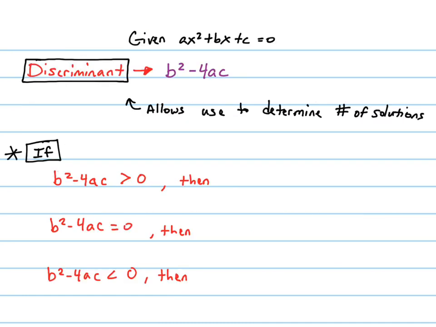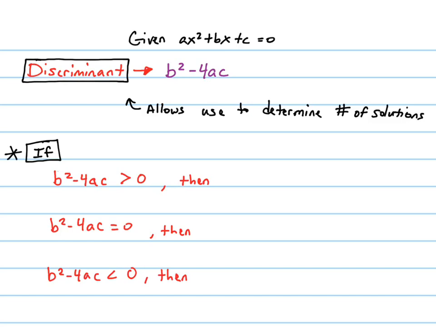Now we're going to talk about the discriminant, which is part of the quadratic formula. The discriminant is the b squared minus 4ac. It's the portion underneath the square root. And this particular portion of that quadratic formula allows you to determine the number of real solutions that your quadratic function has without having to solve it and find those solutions.